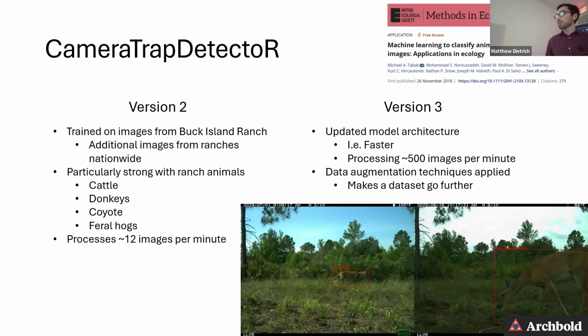But with version 3, there was an updated model architecture, which made it significantly faster. We're processing about 500 images per minute. We've seen an increase in accuracy, and some data augmentation techniques were applied. So this leads to the increase in accuracy.